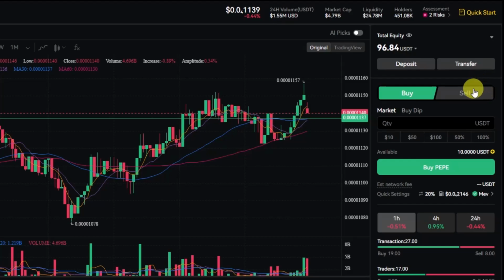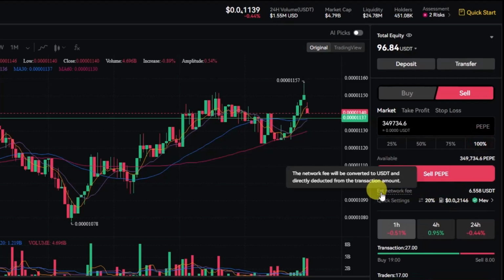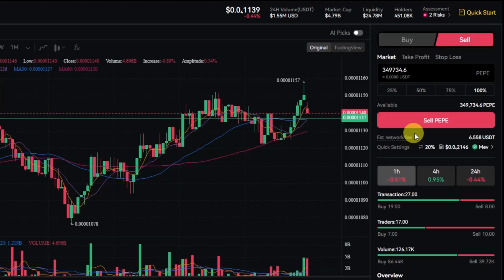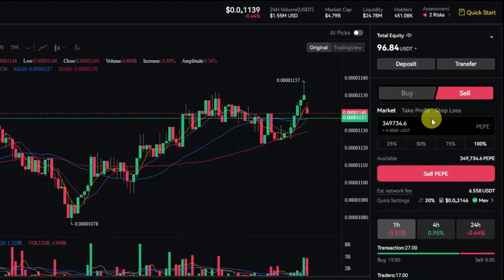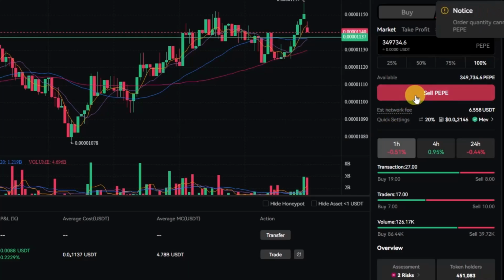Let's see if I then want to sell. I now have 349 Pepes to sell. I can sell 100% of that. I can then place the order to sell Pepe. The network fee is going to cost me $6 to fill this order. Let's see, do I have enough? I should have enough to fill that order. Can I sell it at a profit? Can I set a price? I believe I might have to sell with a market order on the spot. So I think that's what's going to happen. Let's go ahead and sell it now. And that's how you would do it.